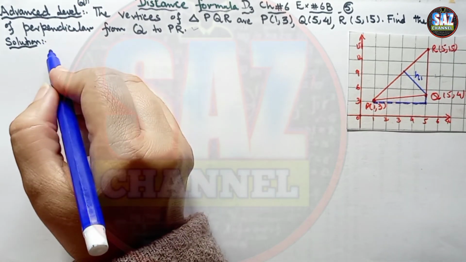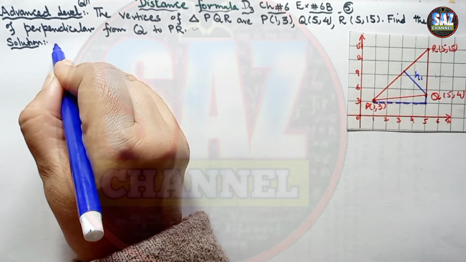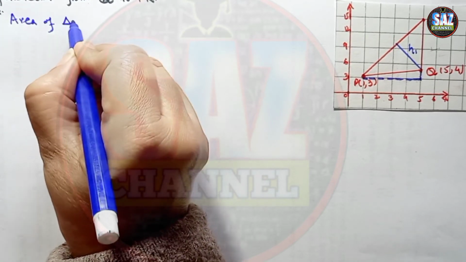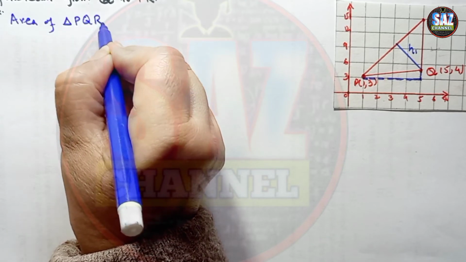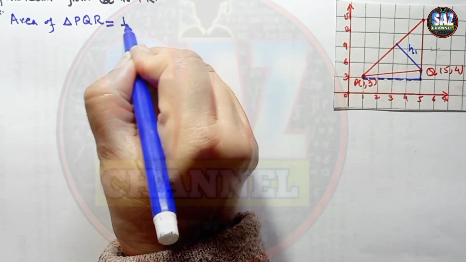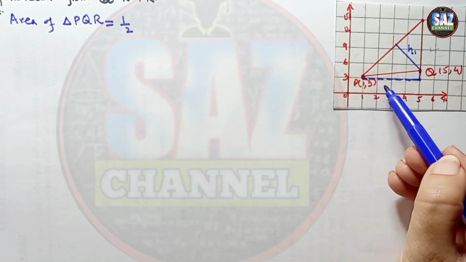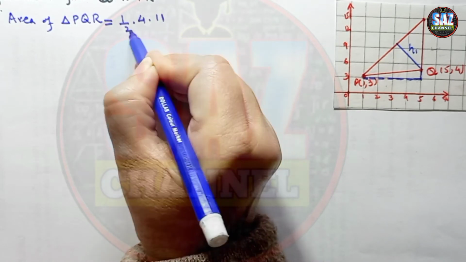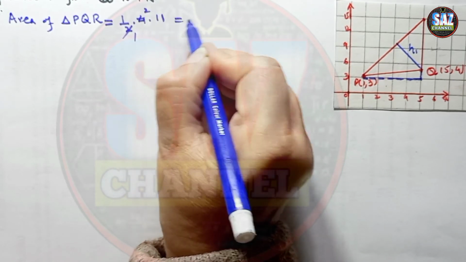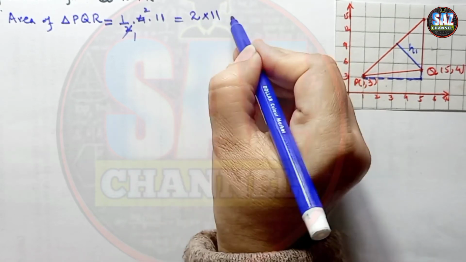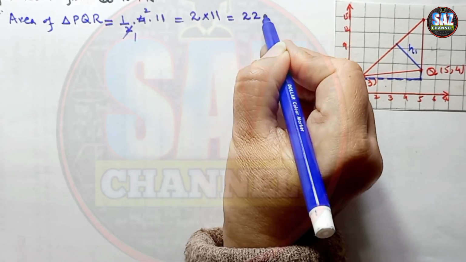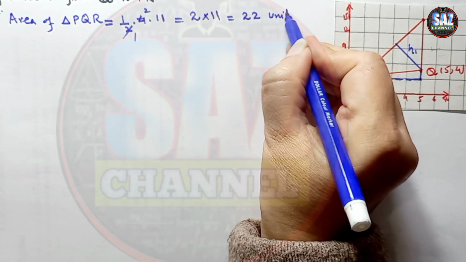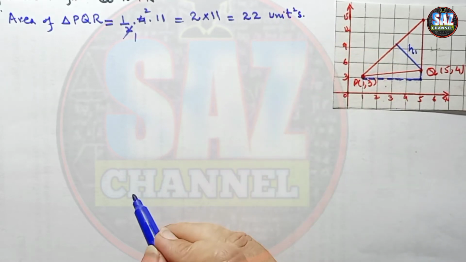So first of all we have to find the area of triangle PQR. Area of triangle PQR equals half, base is 4 units, and height is 11 units. 2 ones are 2 and 2 twos are 4, and 2 multiplied by 11 will give me 22 units square. Okay, as no unit is given, so we have to write units square. Area we have is 22 units square.